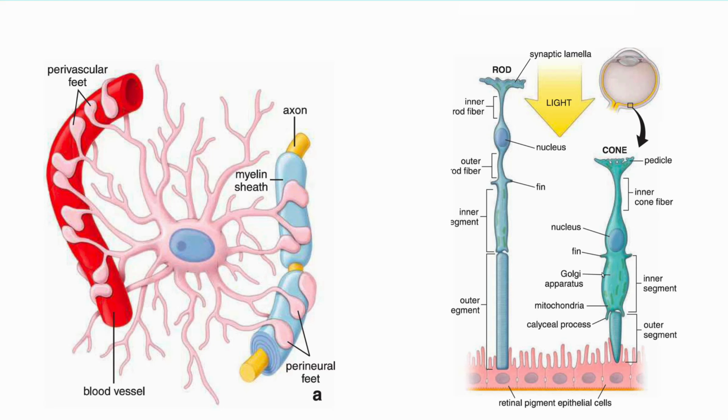In case of blood-retina barrier, we can see the retinal pigment cells over here, and we can clearly see the tight junctions between them over this region. So, that is the blood-retina barrier.